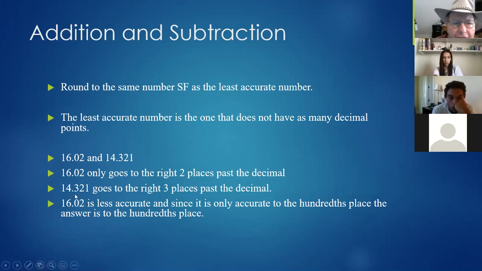If I add 16.02 and 14.321, the 16.02 only goes 2 places past the decimal. The 14.321 goes 3 places. So my answer can only go 2 places past the decimal. I add these two numbers together and I get 30.341. I can only report it out to 2 places past the decimal, so that gets reported as 30.34. Questions, guys?